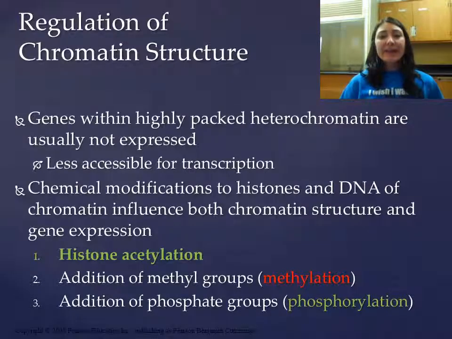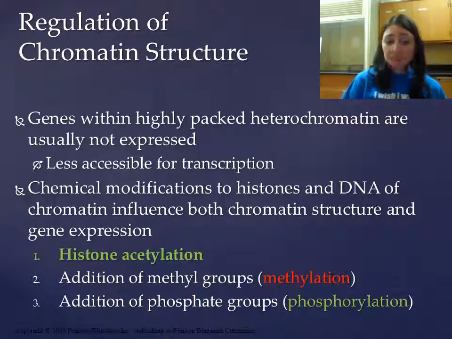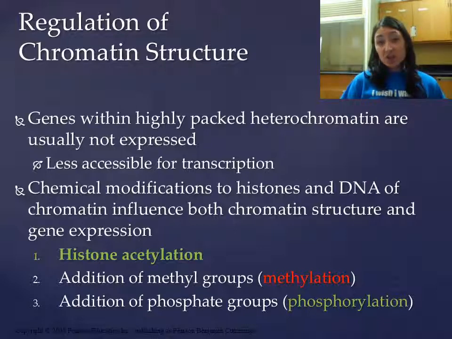If your gene has a highly packed heterochromatin, it's usually not expressed. And the reason for that is it's packed so tightly that all of those enzymes you would need for transcription, such as RNA polymerase and primase, cannot actually get into that tightly packed DNA. So transcription does not occur in those, or it doesn't happen as often. We can chemically modify the histones, which is the DNA with the protein wrapped around it, the protein of chromatin. We can influence both chromatin structure as well as gene expression. And there's 3 different ways: histone acetylation is the first, then methylation, and the addition of phosphate groups, which is also called phosphorylation.